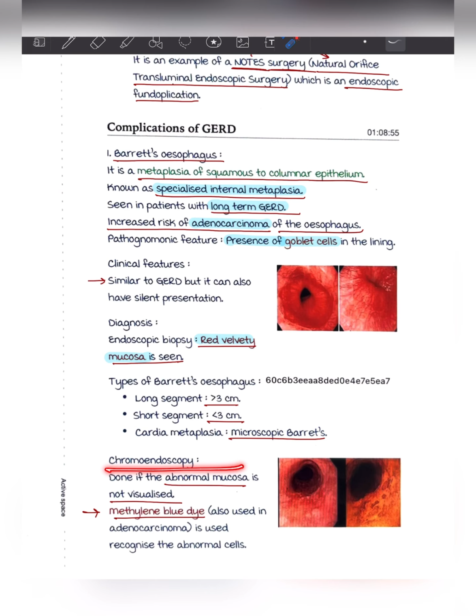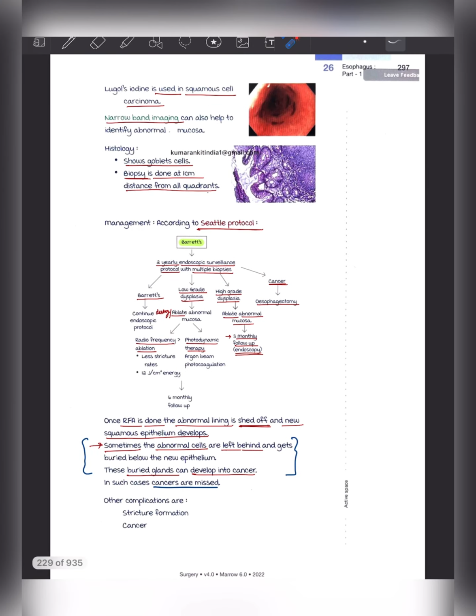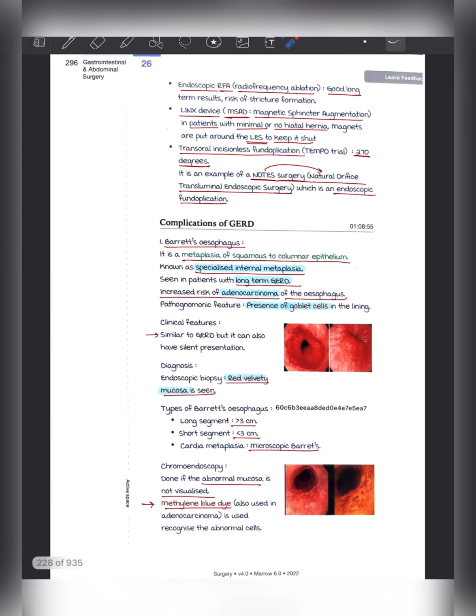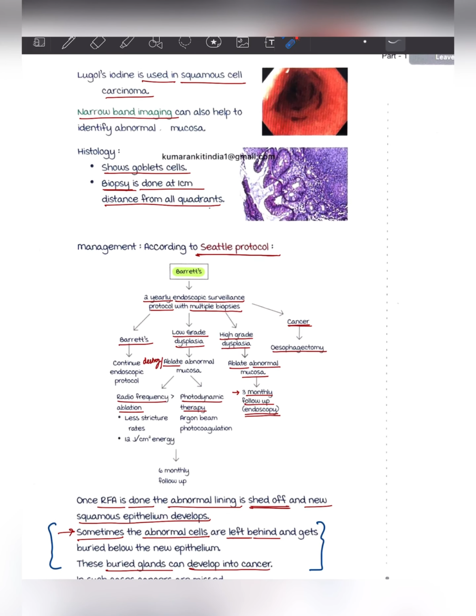Next is chromoendoscopy. What do we see in this? It is done when the abnormal mucosa is not visualized. So we will use color. What color do we use? We use methylene blue dye. Also used in adenocarcinoma, it is used to recognize the abnormal cells. Lugol's iodine is also used in squamous cell carcinoma, and narrow band imaging can also help us identify the abnormal cells. We have to find the cells. What does the histology show? The histology shows goblet cells, and biopsy is done at 1 centimeter distance from all the quadrants.